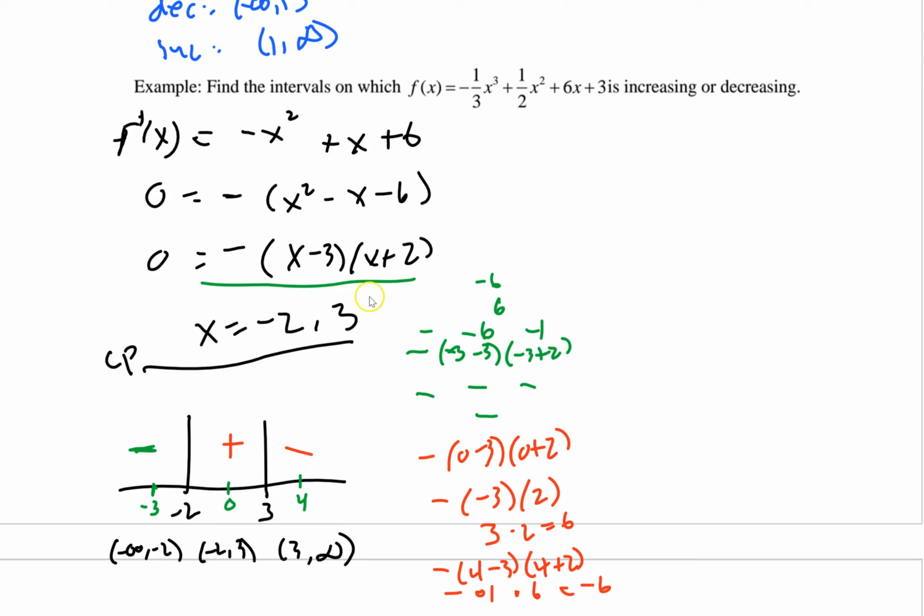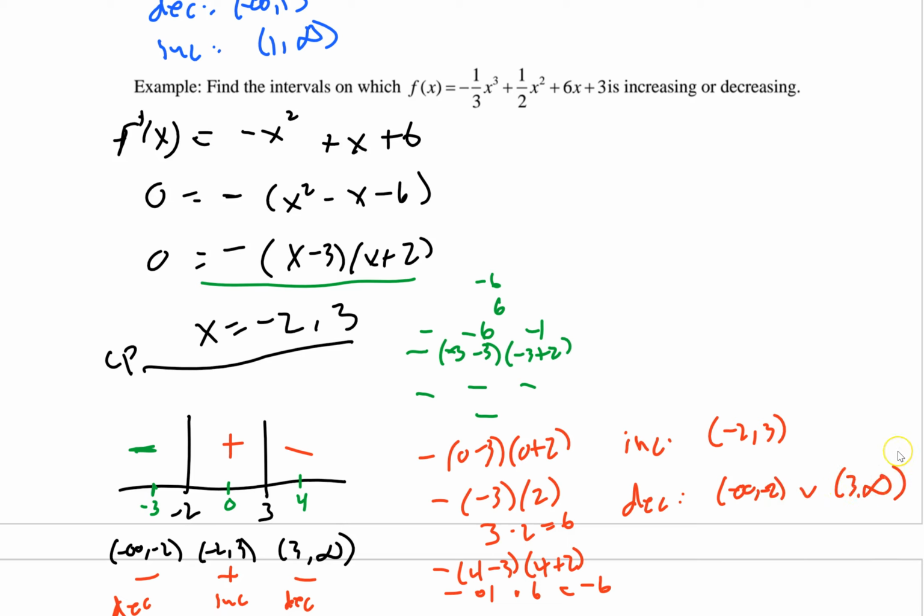Right, so based on this, I'm negative, I'm decreasing from here to here. I'm increasing from here to here. And I'm decreasing from here to here. Now, increasing from -2 to 3. I have two decreasing intervals, so I'm going to use a little union: -infinity to -2, union 3 to infinity.